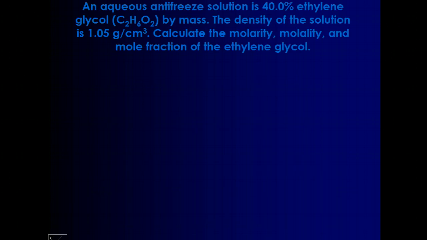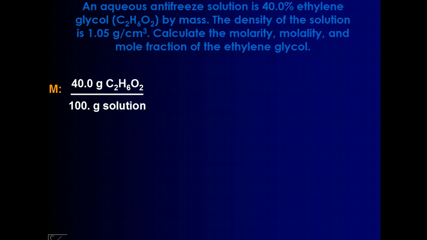So pretty much what we have to do is just be able to convert between the different concentration units based on what we're given. Here we're told an antifreeze solution is 40% ethylene glycol by mass, so that's telling me 40 grams out of every 100 of the solution is ethylene glycol. I'm told what the density of the solution is, which will allow me to relate the volume of the solution to a mass. And we're going to use these two pieces of information, along with perhaps molar mass, to calculate molarity, molality, and the mole fraction.